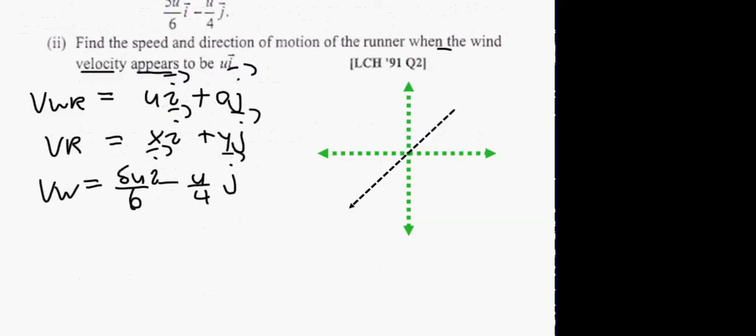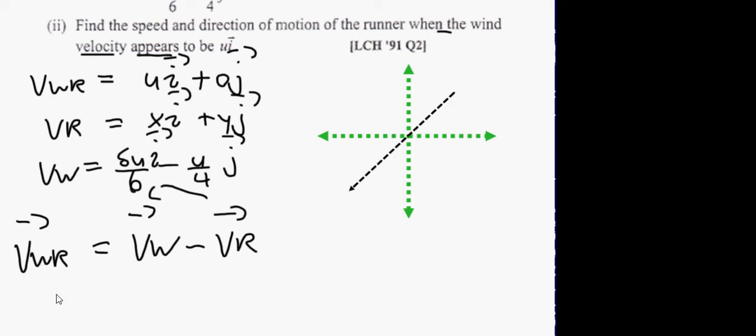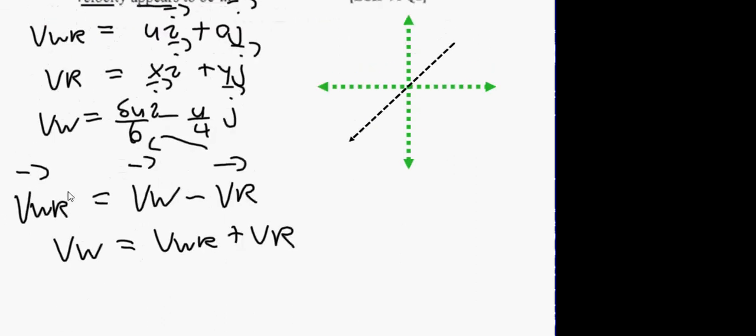Okay, and then once that's done, what we're going to do is get the velocity of the wind relative to the runner, which is going to be Vw minus Vr. Now, what we could also do here, if you really wanted to, is move Vr over the other side, and say that Vw equals Vwr plus Vr. So we're just adding them together. So we're going to add Vwr to Vr, so we're going to get ui plus xi plus yj.